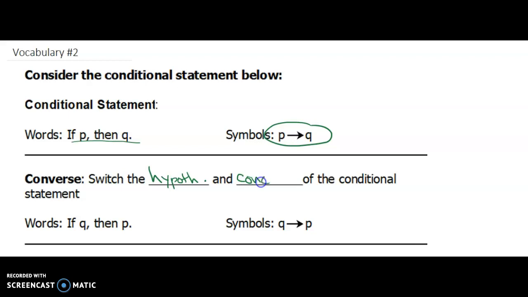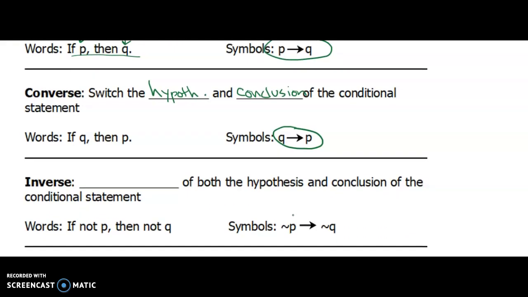When I talk about the converse of a statement, I would switch the hypothesis and the conclusion. So if this one is if P then Q, here's my hypothesis, here's my conclusion. Now all I'm going to do is flip the Q and the P. Notice I just flipped the Q and P, and here's what it would look like. This will make more sense after we do some examples.